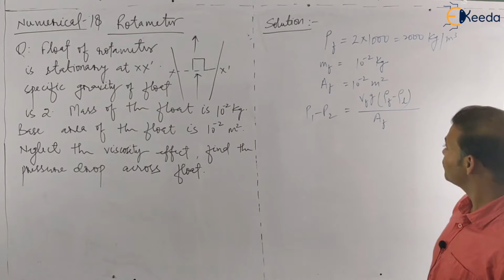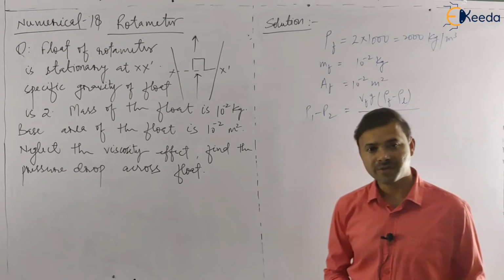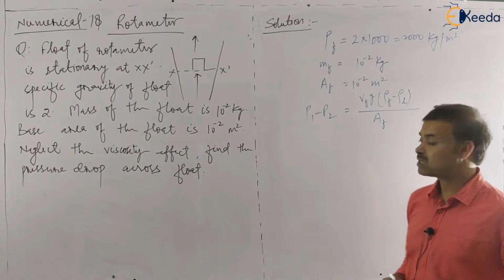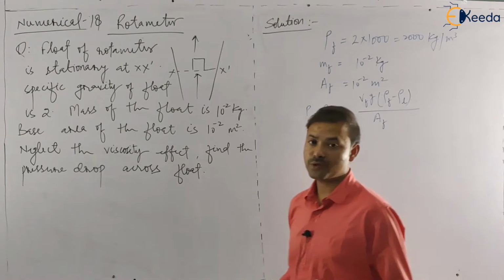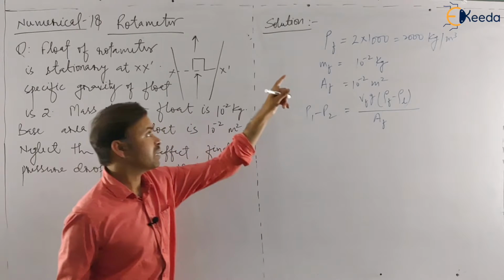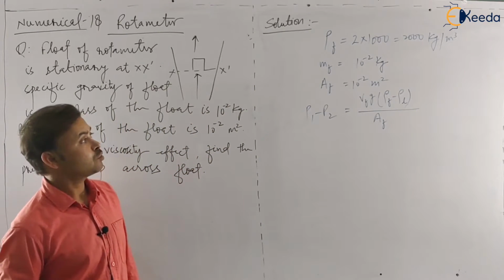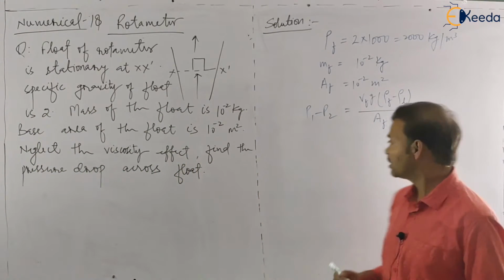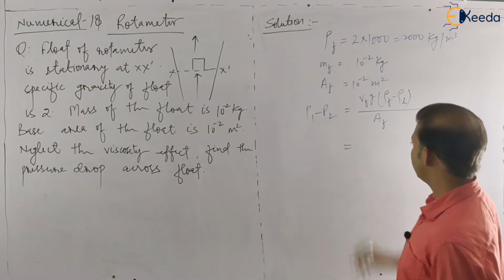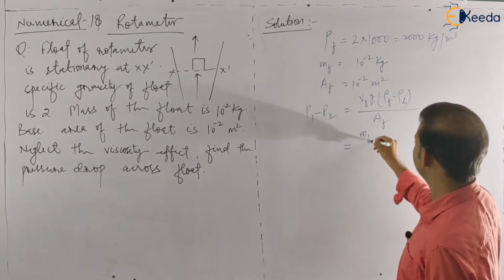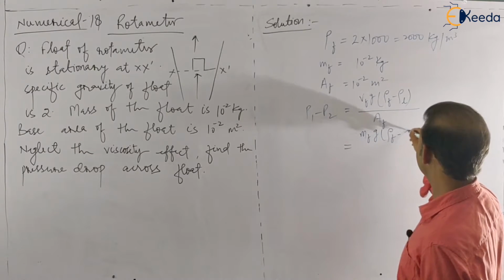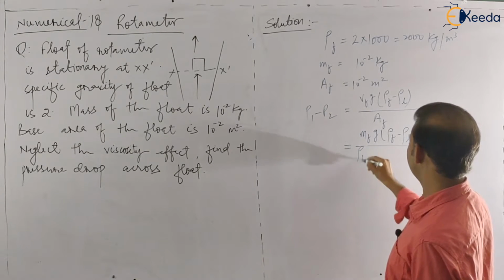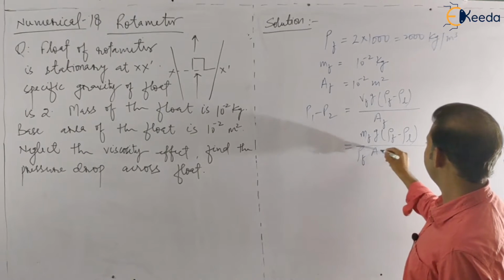If we know the mass of the float, then we can calculate the volume of the float, or if we know the volume of the float, then we can calculate the mass of the float, provided we know the density of the float. So the density of the float we have calculated, rho F, as 2000 kilogram per meter cube. So the volume is replaced by mf, and we get mf into g into rho f minus rho l, divided by rho f into af, correct?